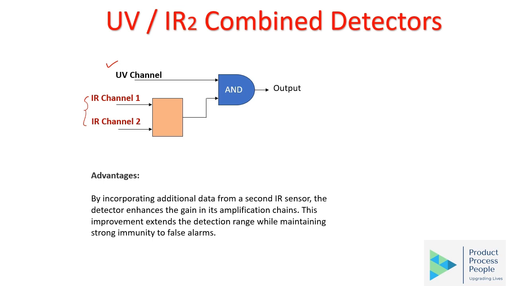With respect to the disadvantages, despite the improvement, the detection range is still limited by the infrared components, which may not be suitable for all applications, and there is higher cost because of the additional IR channel and additional complexity in the detector. So these kinds of detectors are normally used in complex fire environments where there is a chance of burning of multiple different components and there are various different spectra available.